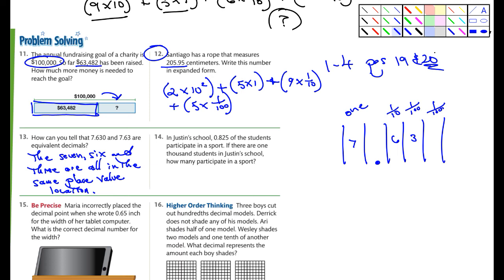All right, let's see here, 14. In Justin's school, 0.825 of the students participate in a sport. If there are 1,000 students in Justin's school, how many participate in a sport? So this many participate out of 1,000. So could I write that as 825 over 1,000, right? Okay. What's that in decimal form? You guys know that's going to be 0.825. But if we're talking about 1,000 students, out of 1,000 students, how many would that be? Well, it would be 825 students. Okay?